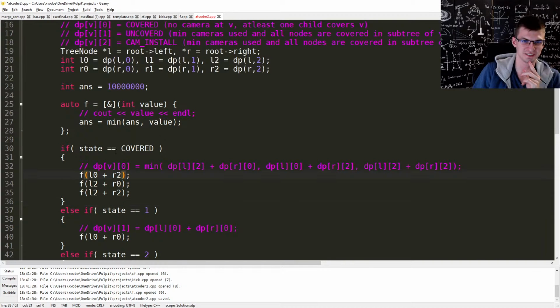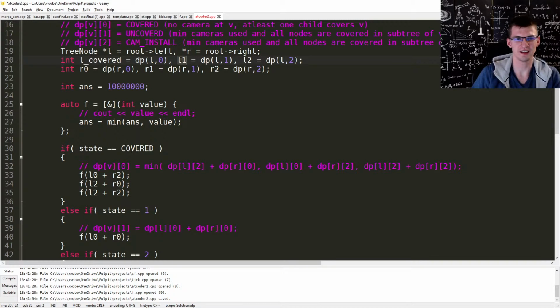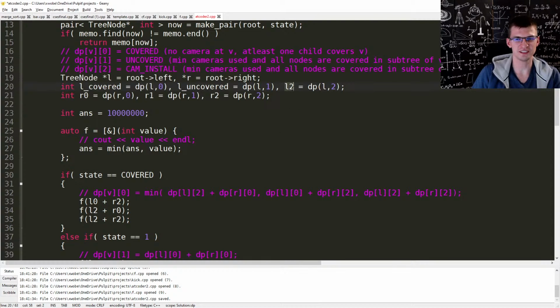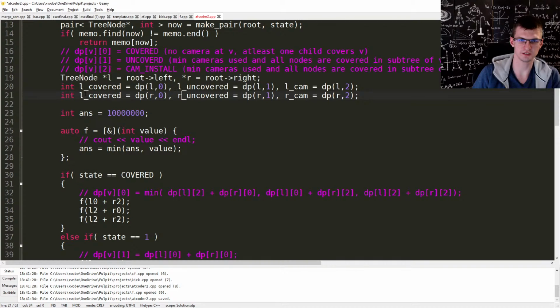This is hard to read, so I would name this L covered, L uncovered, and notice that when necessary, I make the names longer, because this helps. Typing answer is minimum of answer, comma something didn't help. But if I do that, and the same with R, this is R, this is R, this is R, and then we can make all of that more meaningful.